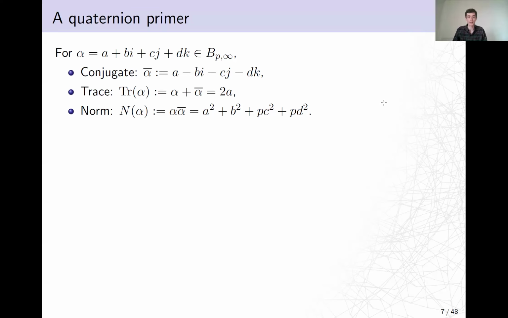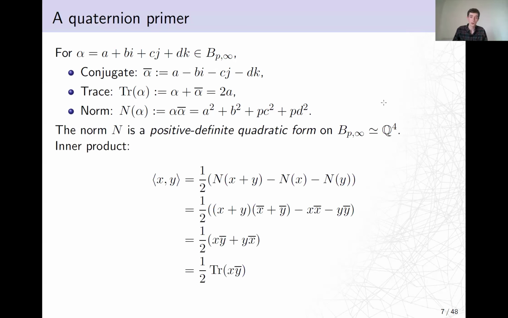An important feature of the fact that the norm looks like a sum of squares is that the norm defines a positive definite quadratic form on this four-dimensional vector space. And associated to any quadratic form, we have an inner product given by 1/2 times the norm of x plus y minus the norm of x minus the norm of y. When we expand everything out using the product form of the norm and simplify, what we find is that the inner product is actually given by the trace of x times y bar, all divided by 2. So what this says is that the norm gives us a way of measuring lengths, and the trace of the product gives us a way of measuring angles. This is something to keep in mind that we'll come back to later.